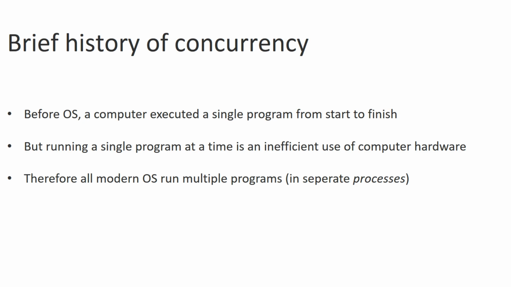So therefore, all modern operating systems run multiple programs in separate processes, of course. Inside those processes, you have several threads which communicate and execute. In this specific module, we are going to write programs that simulate processes and threads. However, you should also understand that threads and processes exist at the operating system level as well.